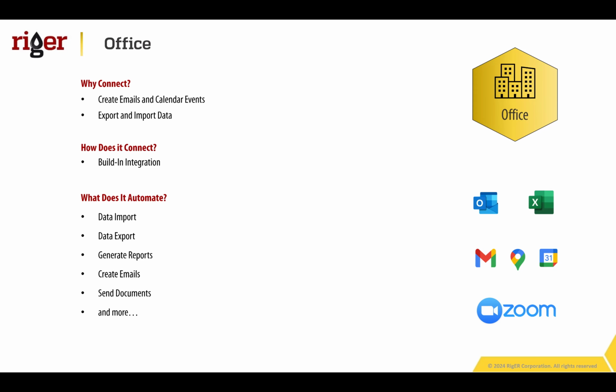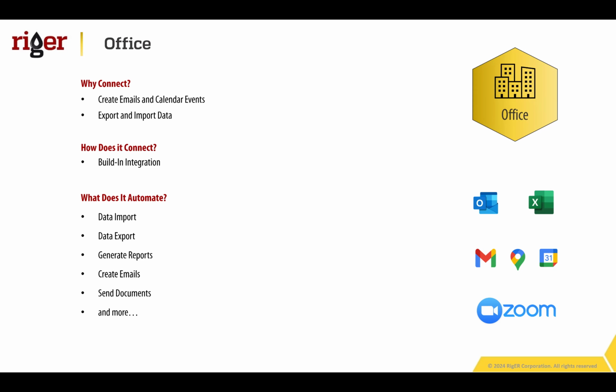So how does it connect? We have a built-in integration with Office, Outlook, and other applications. So a couple of examples. In Outlook, you can create an email and send a PDF of an invoice directly to the customer. So this eliminates the need to save it on your hard drive and then attach it to an email. You can do it directly from RigER, and it expedites your function and workflow.